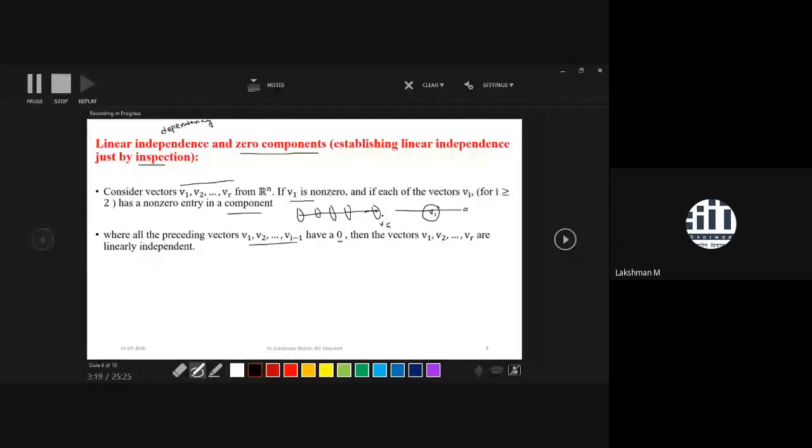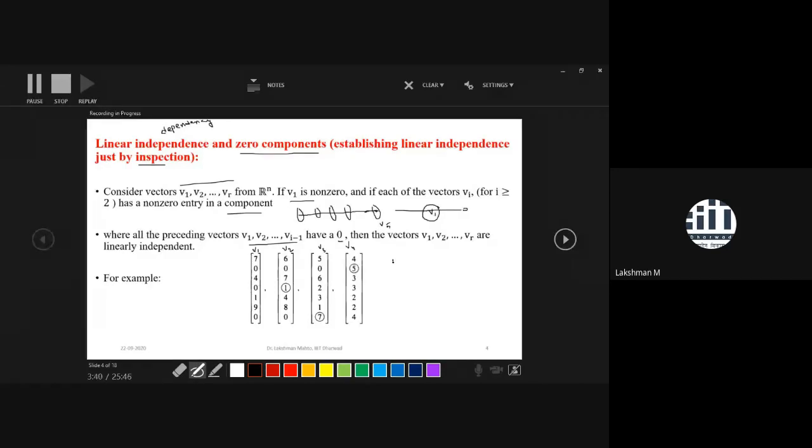It will be clear from an example. So here I have taken an example. We have four vectors: v1, v2, v3, and v4.